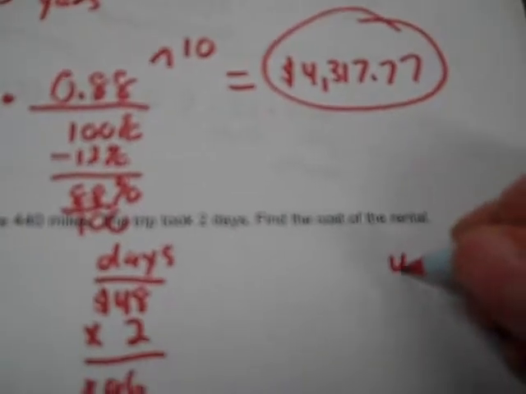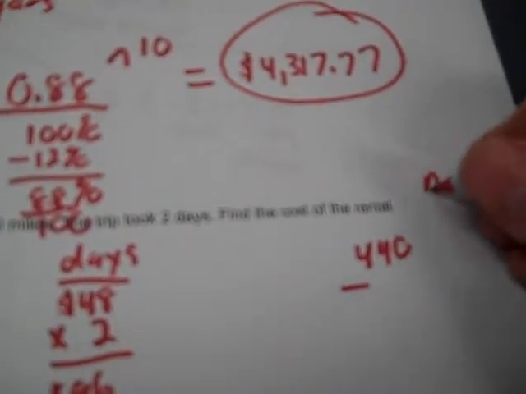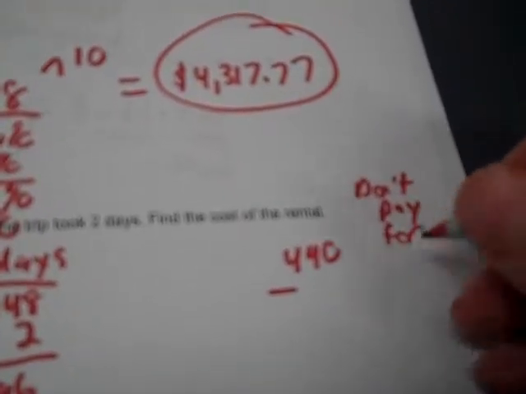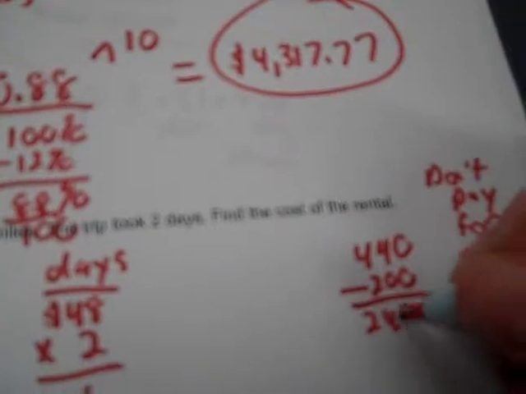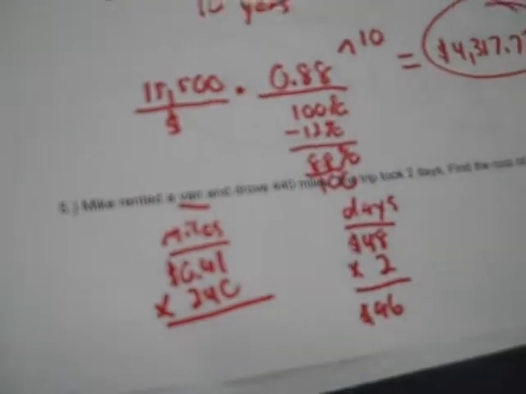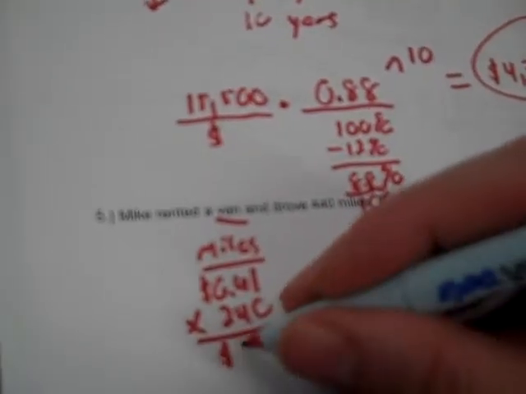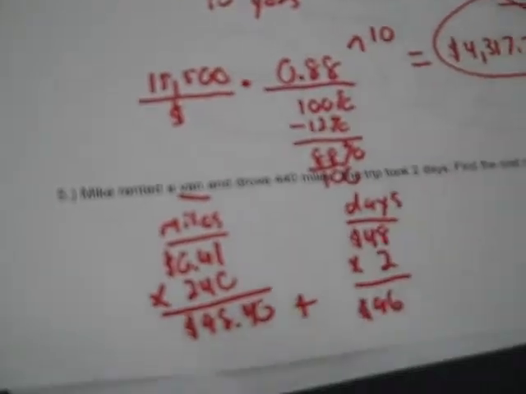Now remember, the miles, you get 100 free miles every day, okay? So we're going to multiply, but it's not by 440, okay? I need to take 440 and subtract some of the miles because we don't pay for all the miles. So we have 2 days, so 100, 200. So I subtract 200, and that's 240. So I have to pay for 240 of the miles, okay? So 0.41 times 240, that's $98.40. So we add those two up, and there we go. So 98.40 plus 96. That's $194.40.